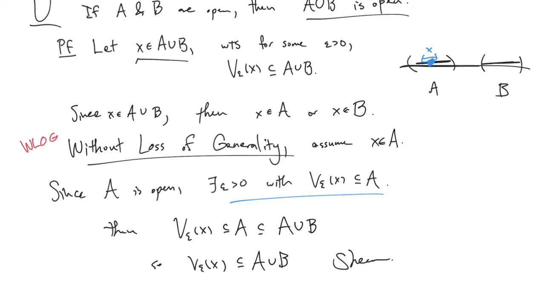The neighborhood being inside of A means automatically it's inside of A union B, because A union B is bigger than A. That's how the unions work.